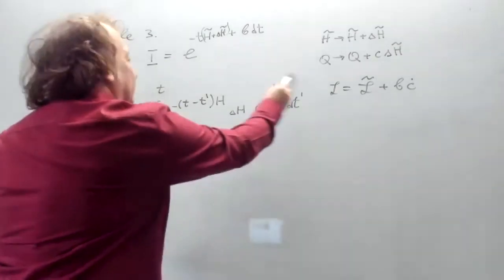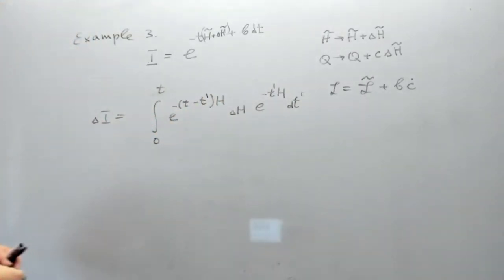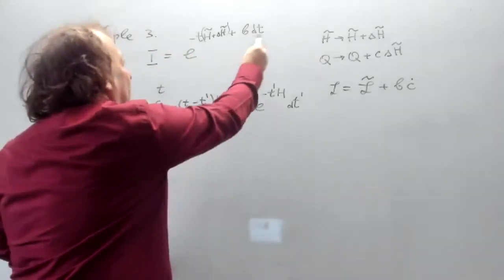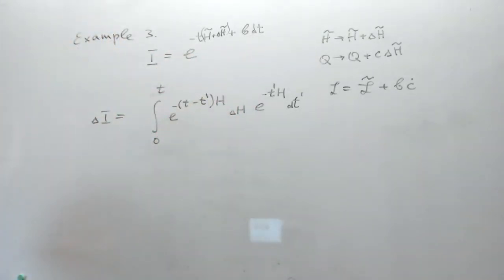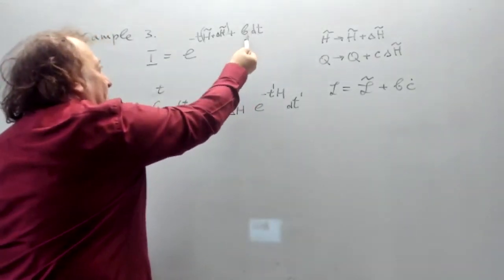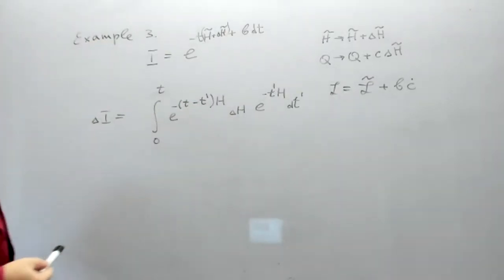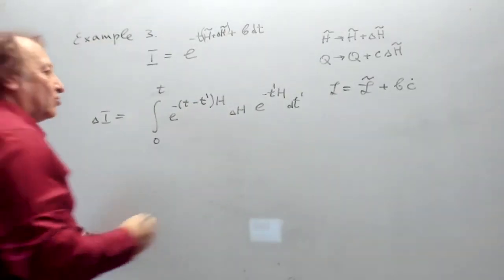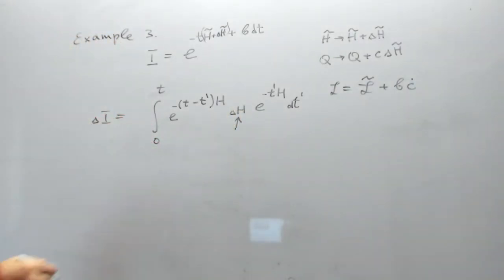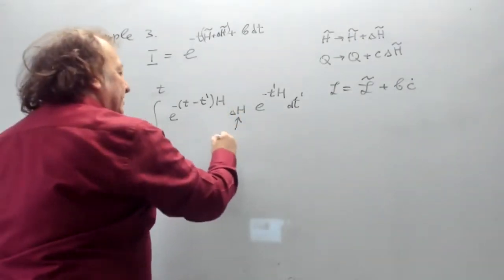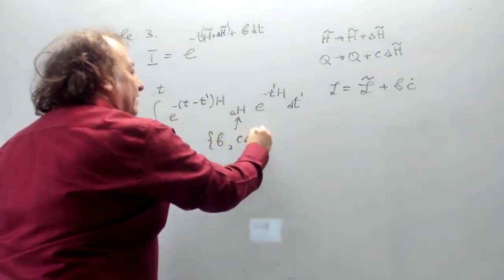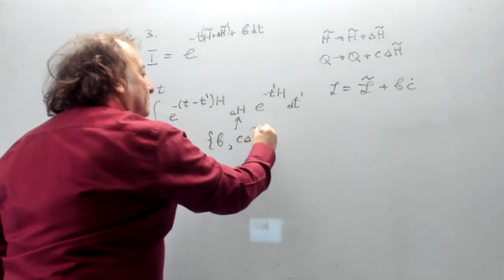So here we have an integral. So most probably, we need to extract from this I the one form. Then, maybe we should expand. What I'm going to say is that this delta H may be understood as the anticommutator of B, C delta H tilde.